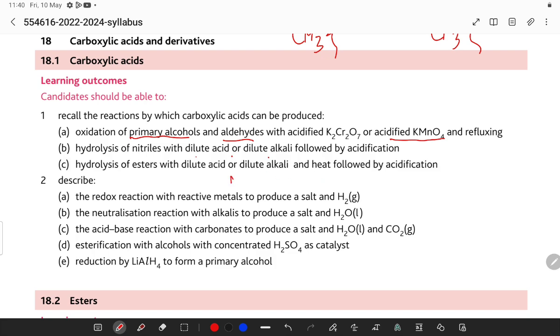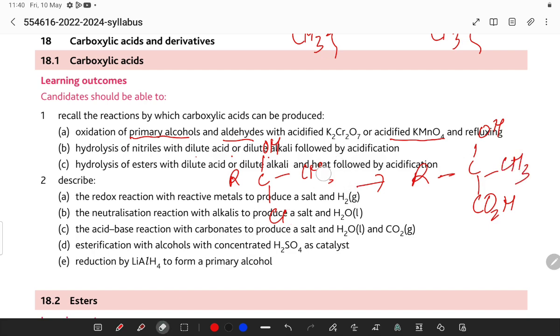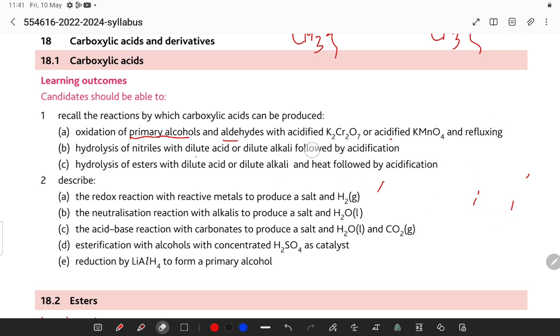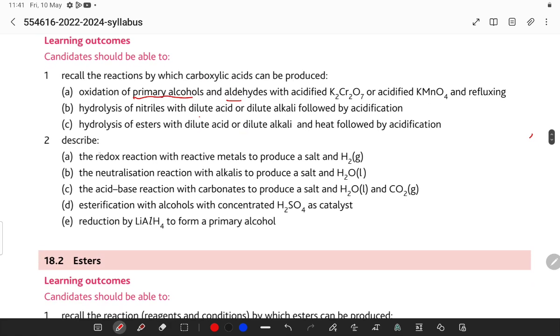For example, RCH2CN gives RCH2CO2H and CH3. So this is also a very important reaction. Nitrile is hydrolyzed to form carboxylic acid. Hydrolysis of esters with dilute acid I have earlier discussed, and heat followed by the acidification.